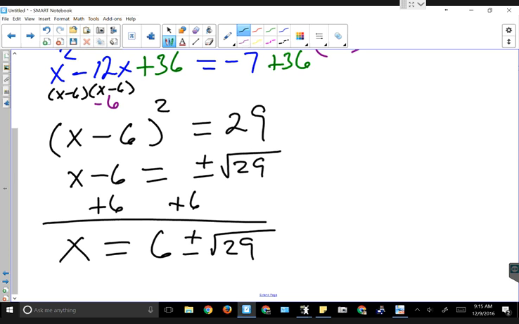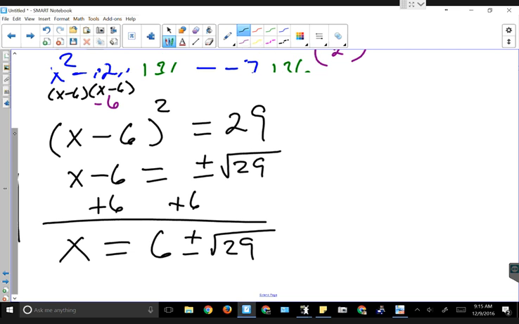Now, unless you actually have some numbers that can be added or subtracted, you can get by writing things like that. 6 plus or minus the square root of 29. Those are the values that solve this for where it's equal to 0.